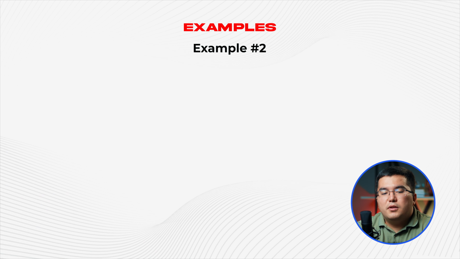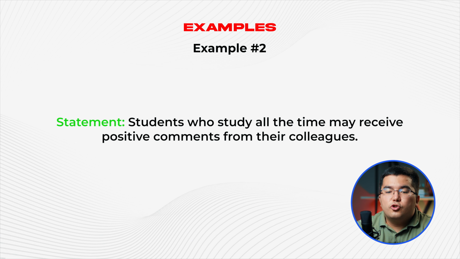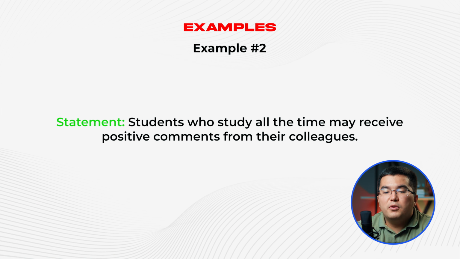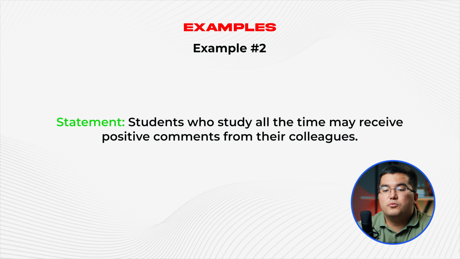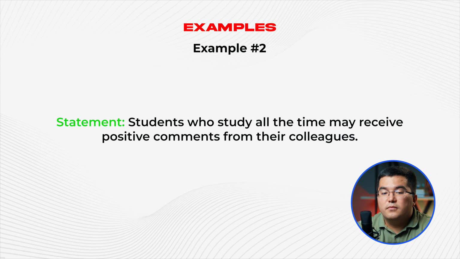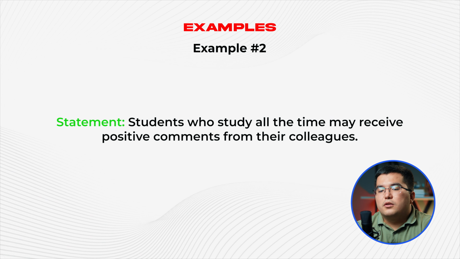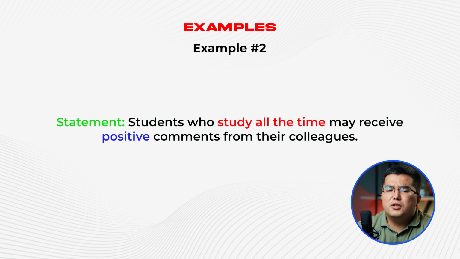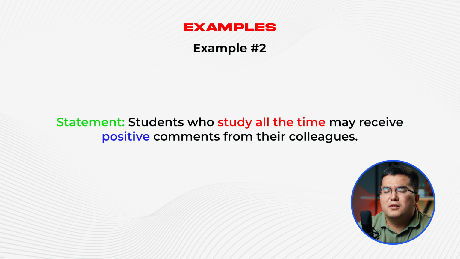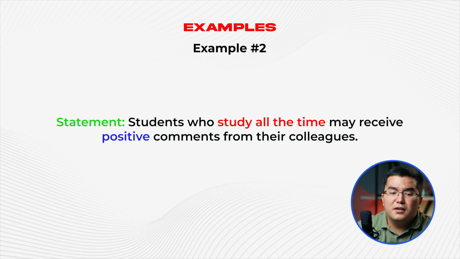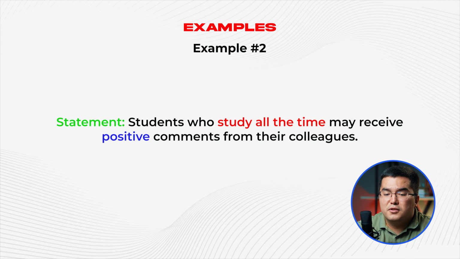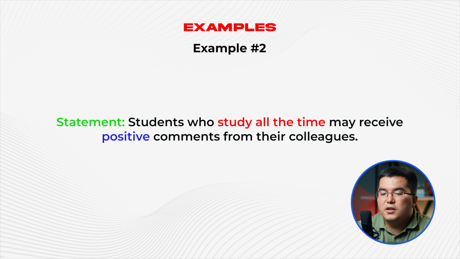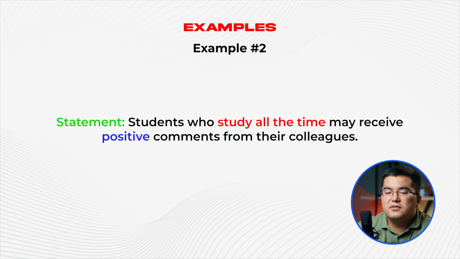Let's look at example 2. We read the statement, the question. Students who study all the time may receive positive comments from their colleagues, from their peers. So what is the keyword here? Study all the time. Another keyword is positive. You see, positive comments like praising, compliments. You see, favorable comments from their colleagues. By colleagues, they mean their group mates, classmates, peers, etc.